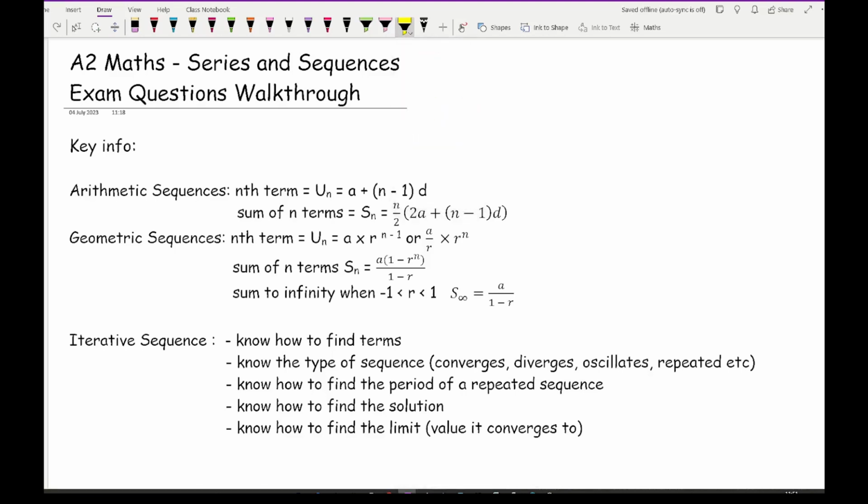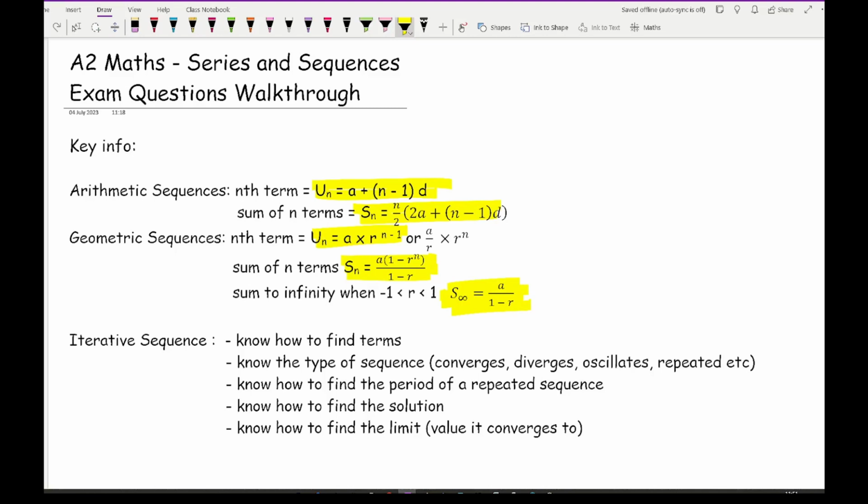Now the good thing for you to note is that all of these formulas are given to you in the formula book. The only one that is an exception is when you've got the nth term, when you've got r to the n is in the formula, but you've also got the sum of n terms as you would have with the arithmetic series, and you've got the sum to infinity.